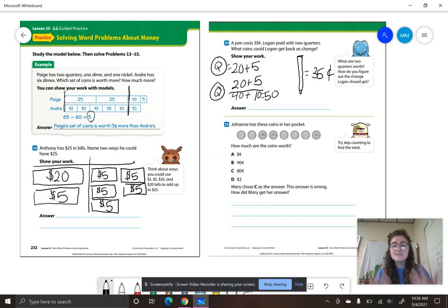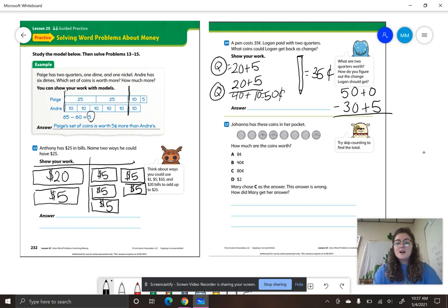All right, Smarties, I am not done though. Logan gave 50 cents. So he's supposed to get some money back because 50 cents is greater than 35 cents. What kind of equation could I use to find what is left? A subtraction sentence. All right, so 50 cents is 50 plus 0, right? We have 5 tens, 0 ones, minus 35. So 35 is 30 plus 5.